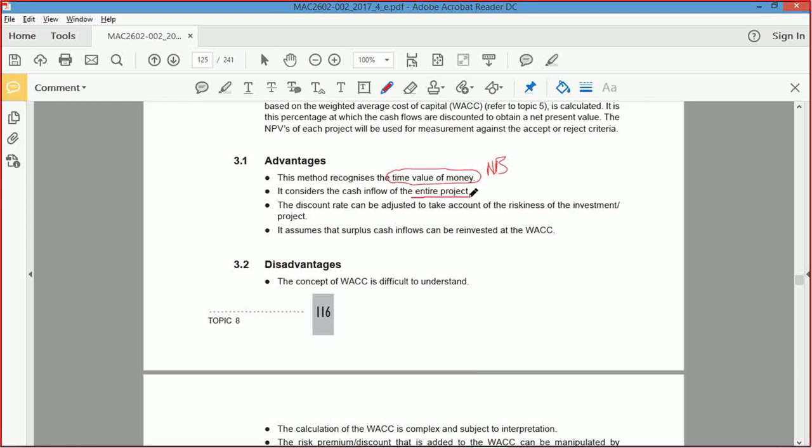It also looks at the whole project. Okay, remember with payback period, it just looks at, well, when do you pay back the initial investment? It doesn't look at the rest of the project. Yes, sir. Okay, you can also adjust for risk.